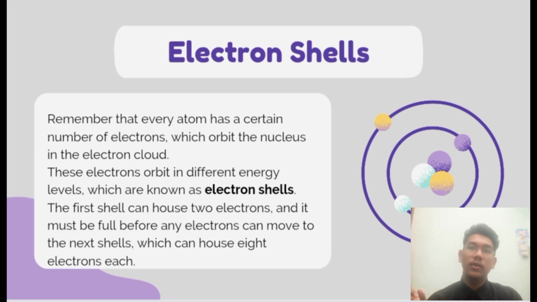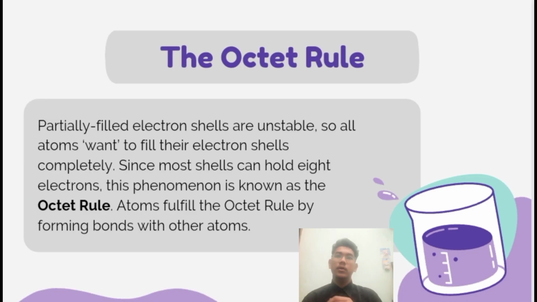The first shell can only fill with 2 electrons before moving to another shell, while the second shell can fill with 8 and so on. The octet rule: partially filled electron shells are unstable, so atoms want to fill their electron shells completely. Each shell can only hold 8 electrons. This phenomenon is known as the octet rule.